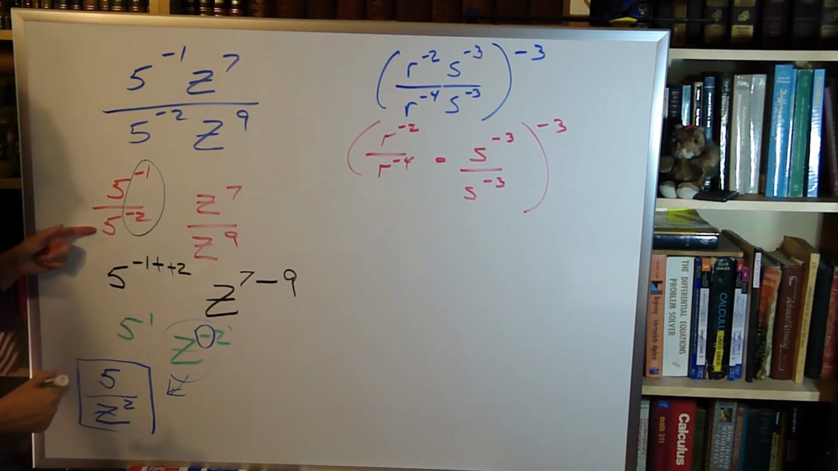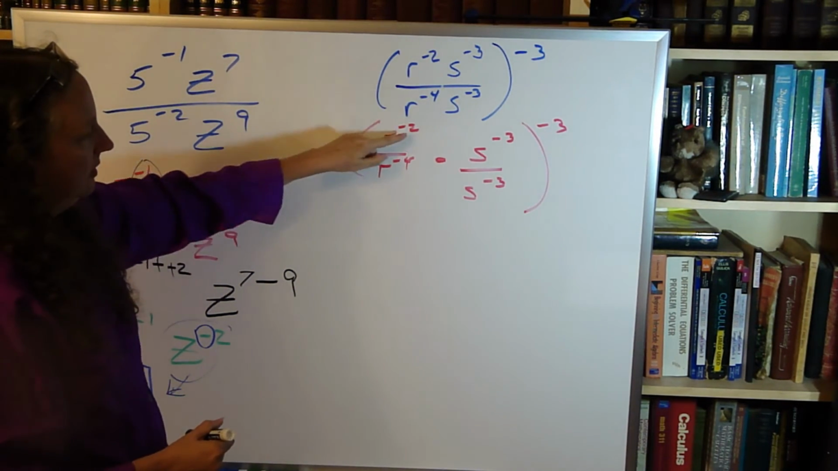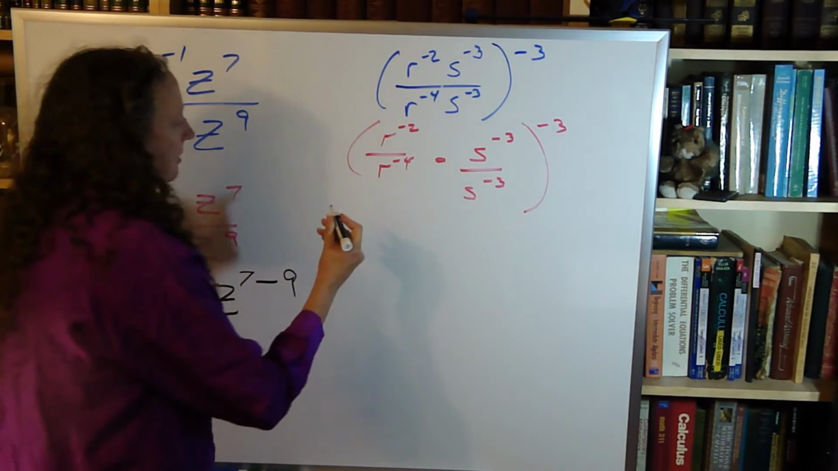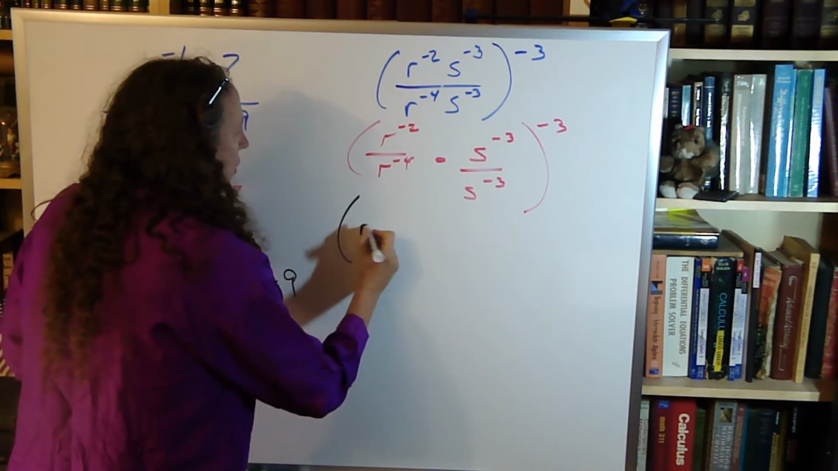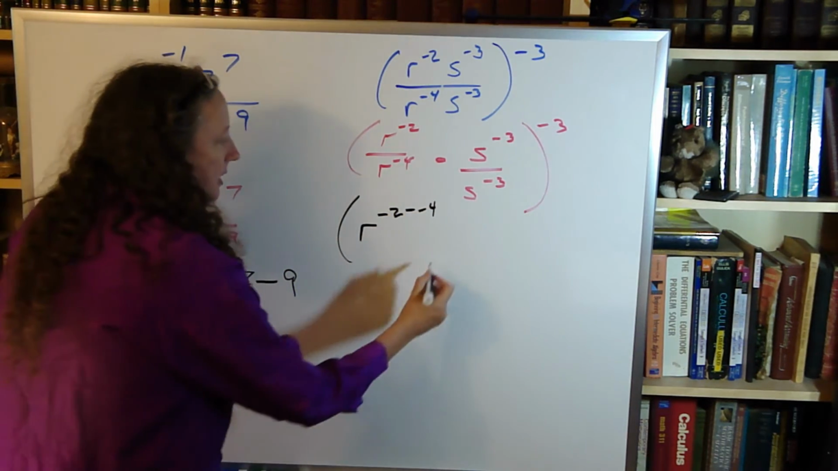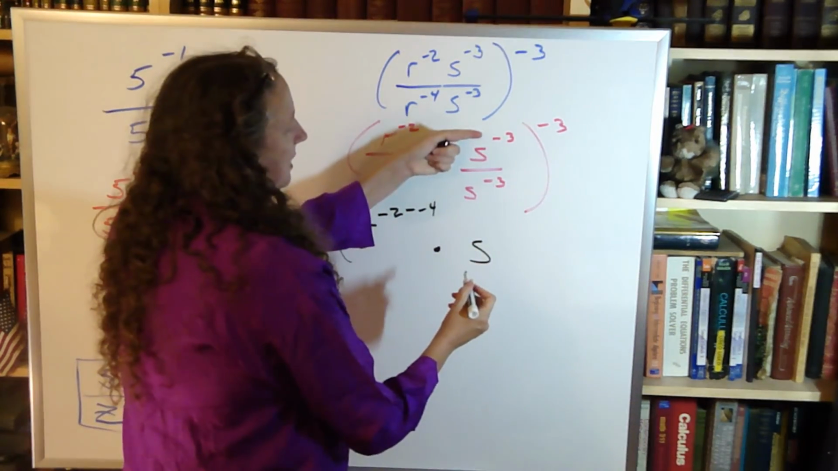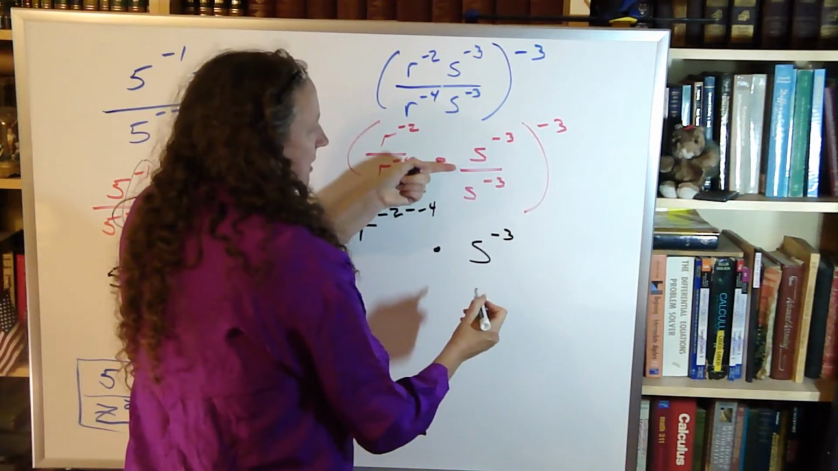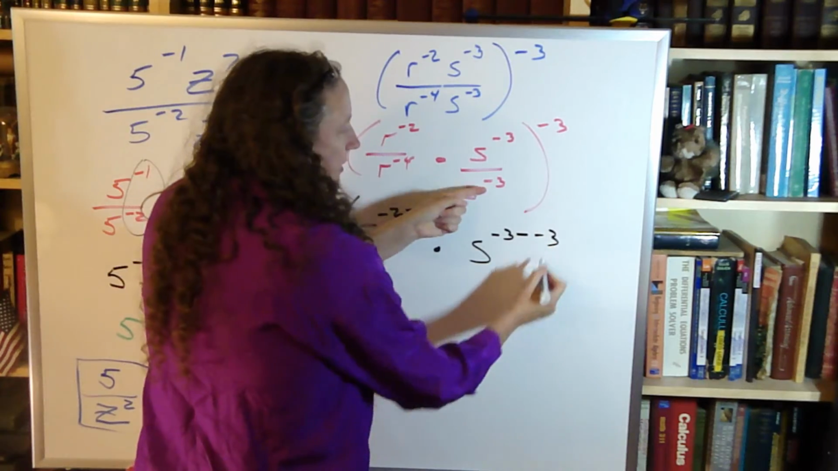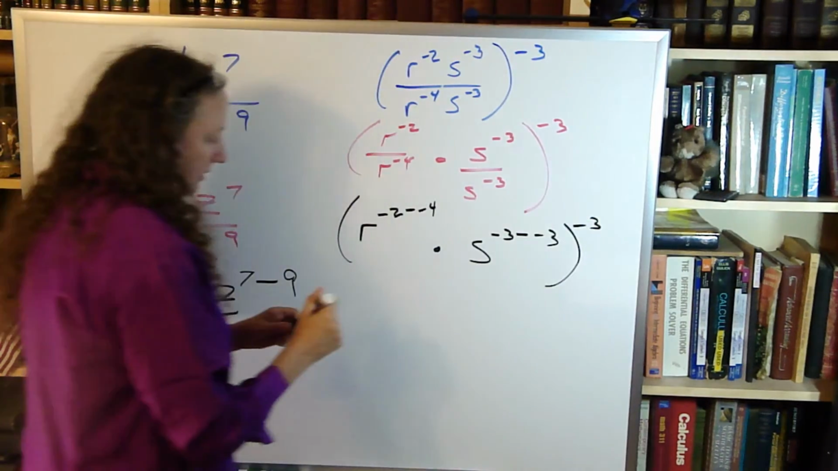I use my rules just like I did over on this problem. So I'm dividing, so it's going to be exponent minus exponent. So r to the negative 2 minus negative 4, and it's being multiplied by s to the exponent negative 3, divide turns into minus, exponent negative 3. Close that off, and it's all raised to the negative 3.